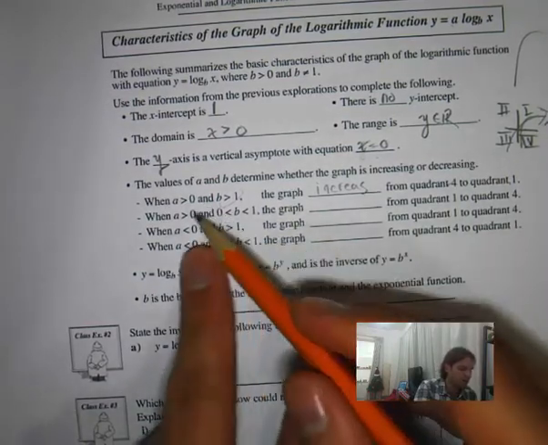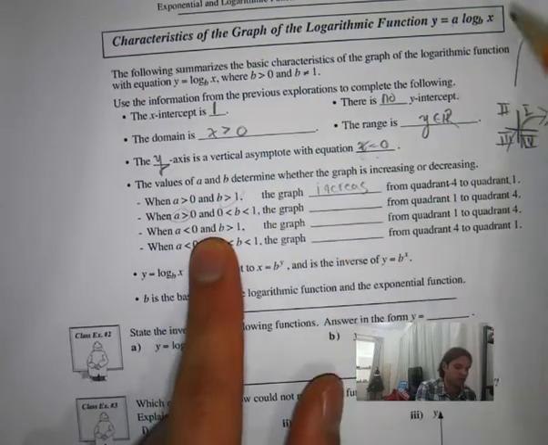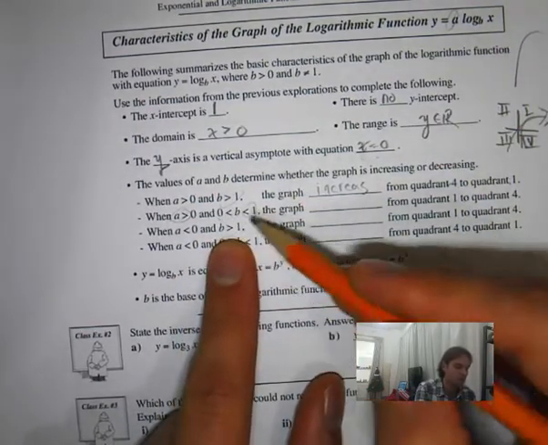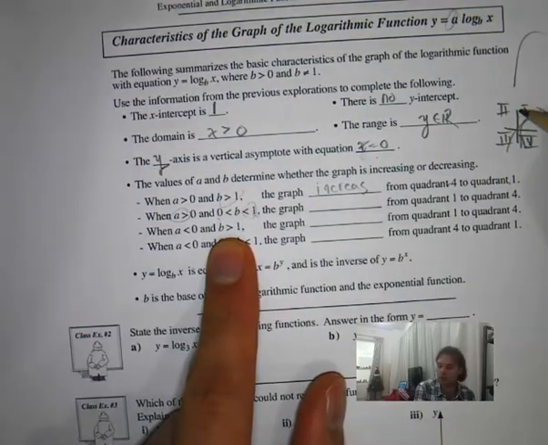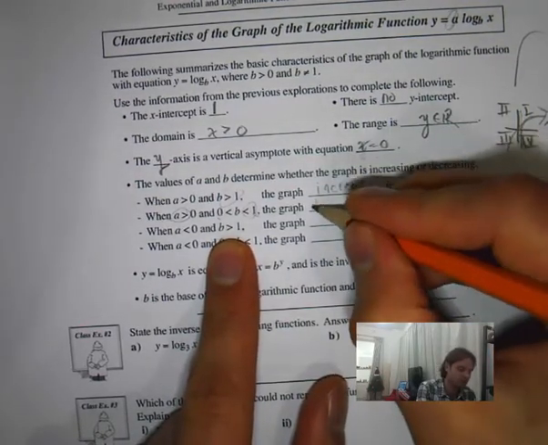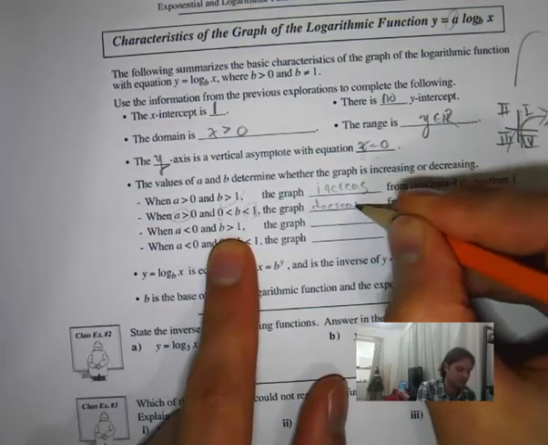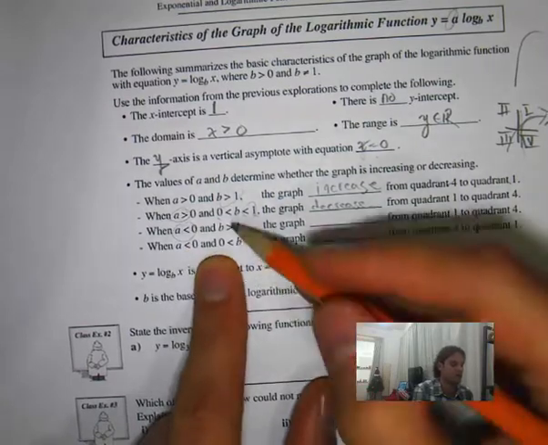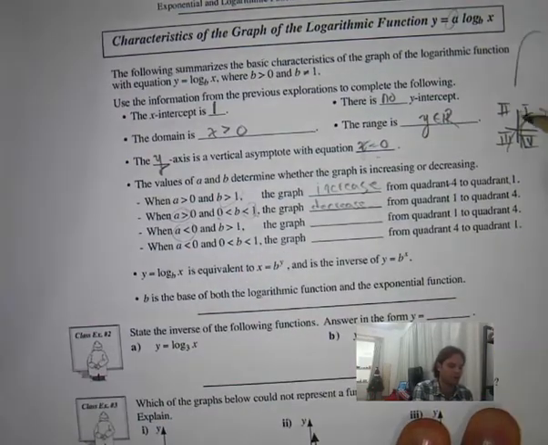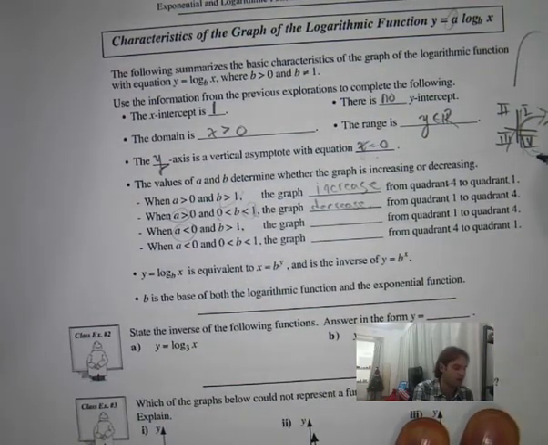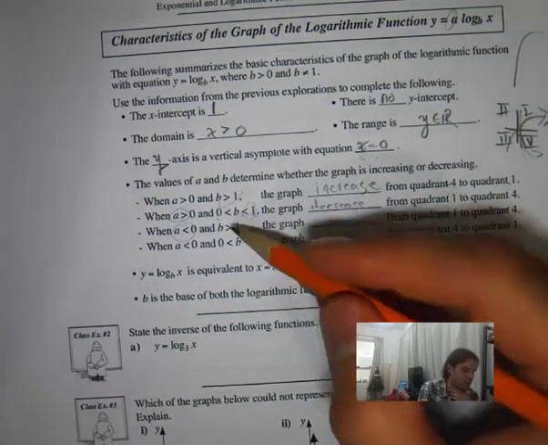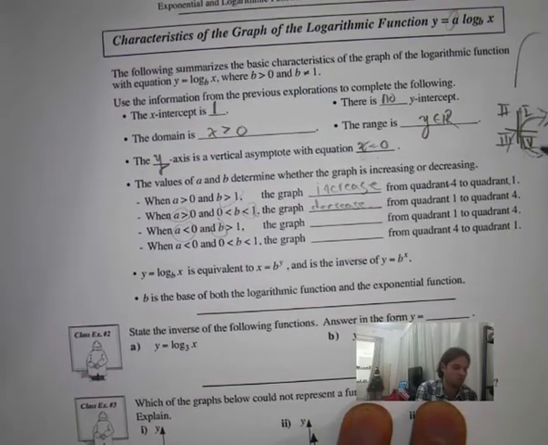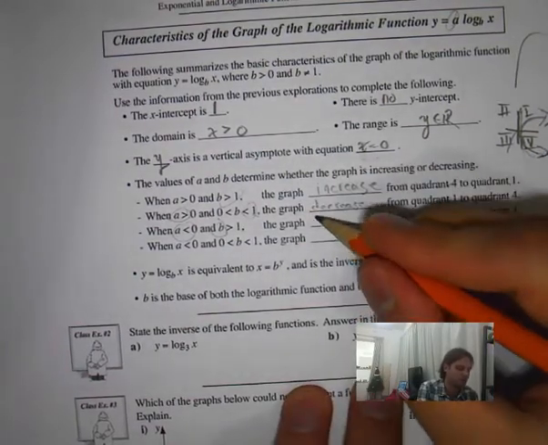The next one is if a is greater than 0, so that's positive, and b is in between 0 and 1. Well, that's going to start going down. That's going to decrease. The next one, if a is less than 0 and b is greater than 1. Well, a is less than 0, so that means it's going to be going down, and then we're flipping it, and then b is greater than 1. Well, if b is greater than 1, it's going to stay down. It's not going to flip it again. So this is going to be a decrease.